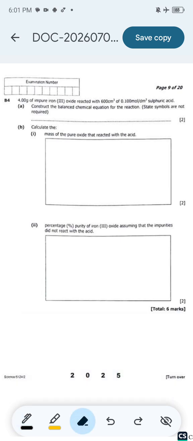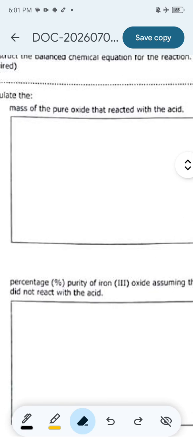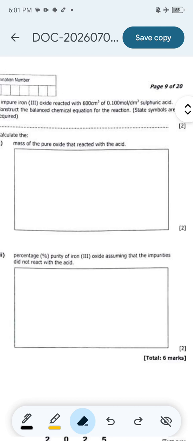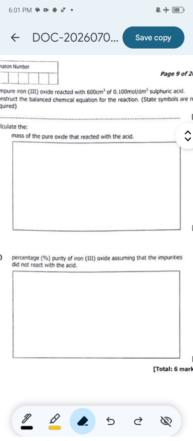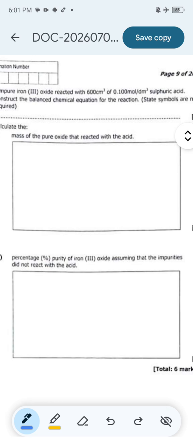Let me just use somewhere else, because the space there is not adequate enough. So I'm going to use this box here. We are saying this is iron(III) oxide. So the formula for iron(III) oxide is going to be Fe2O3.